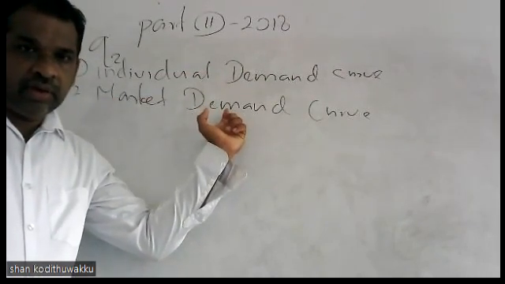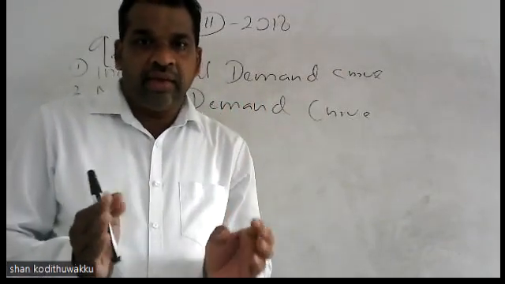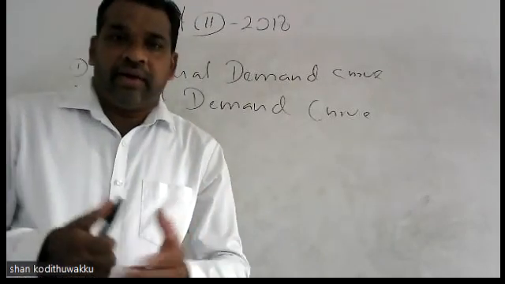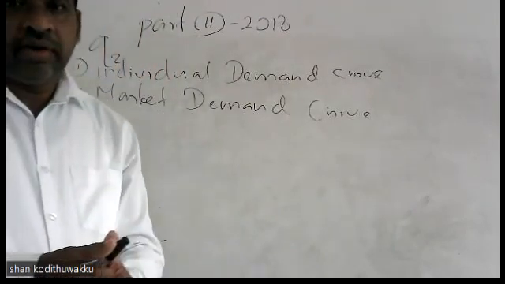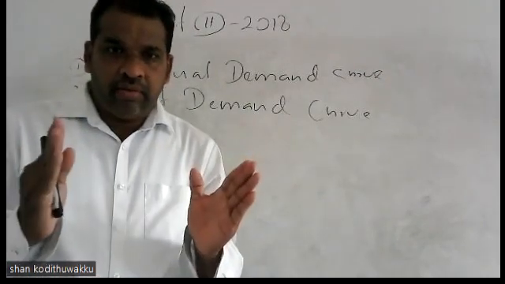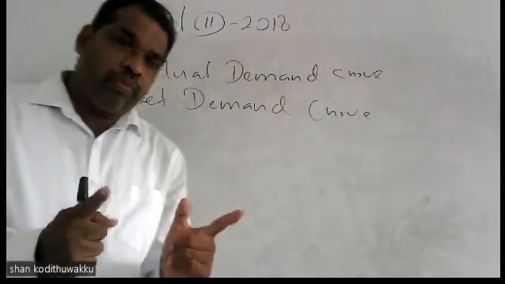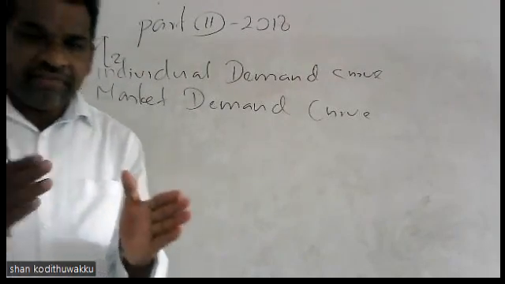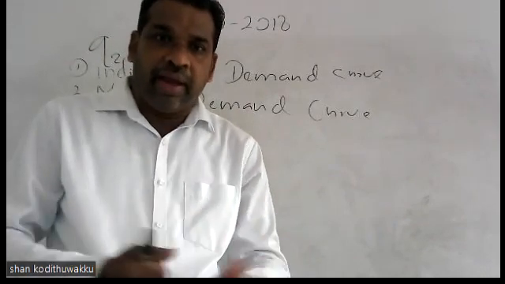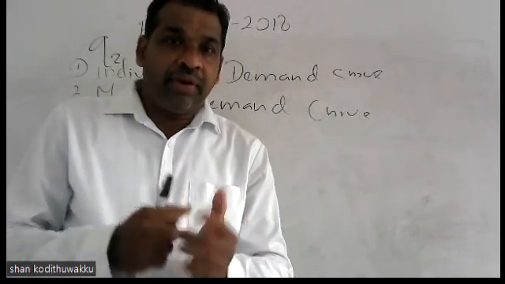What is demand? Demand is the willingness and ability to buy a product at a certain price during a certain period of time. For you to have a demand for a specific commodity, there should be two features. One is willingness to buy, the desire to buy. The other is purchasing power, that is the ability to buy.